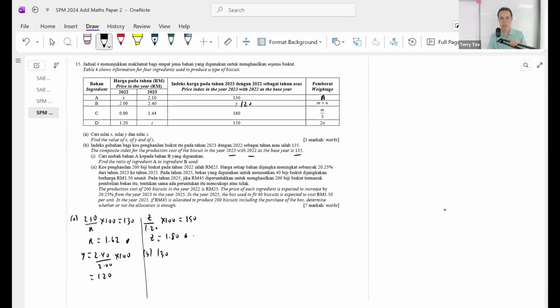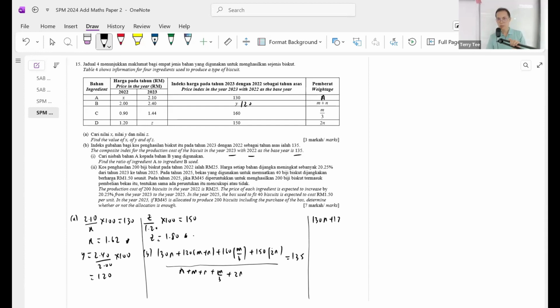We take 130 times N, followed by 120 times M plus N, followed by 160 times M over 3, lastly 150 times 2N. Total ratio is N, this N, plus M plus N plus M over 3 plus 2N. Your composite index is 135. So let's simplify this.